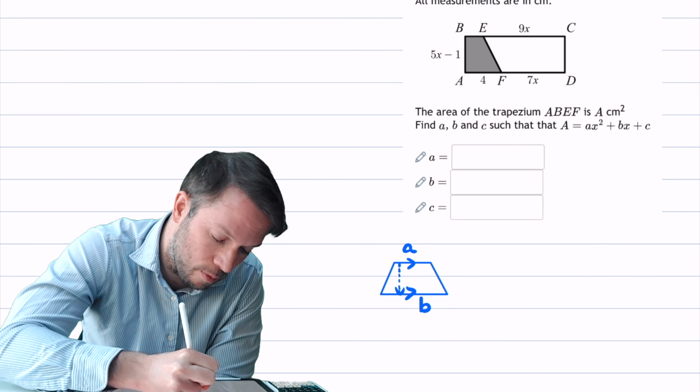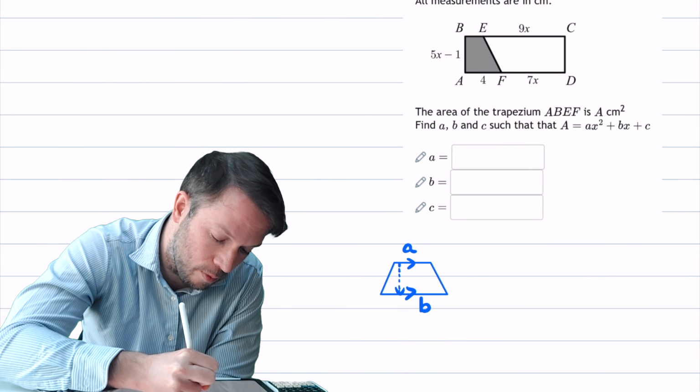Now, if we've got the total length and we've got this length here of 9x, we could subtract the 9x from this length here to get that remaining length there. So therefore, BE is going to be the 4 plus 7x, subtract the 9x, and that leaves you with 4 minus 2x. That's great. We know that this length here is our a, this length here is our b, and this distance between them is the h.